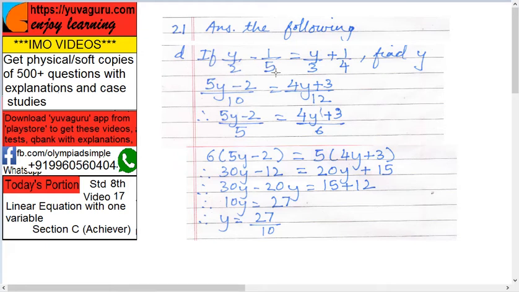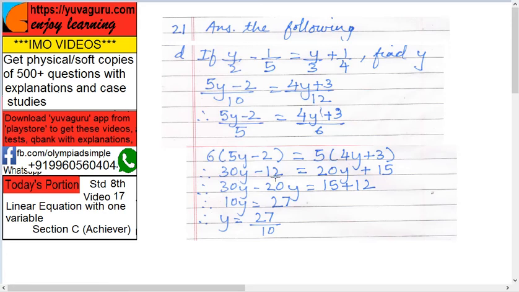So here it is 10. So 2 into 5, so 5y, and 5 into 2, so 2 over here, equals 4y + 3 upon 12. You can also cross multiply, it's one and the same over here. So (5y − 2)/5 = (4y + 3)/6. Cross multiply over here now. So 6 into (5y − 2) equals 5 into (4y + 3).